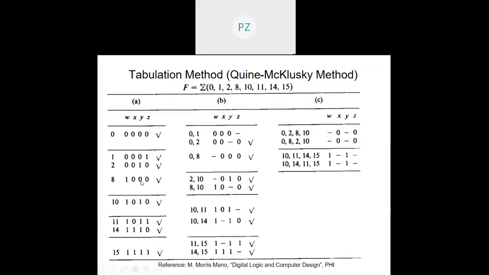Then I'll take 0 8. They can also be combined. So I'll tick 8 as well. 0 had been ticked already, so I'll tick 8 again. There's no need to keep on ticking every time it combines. Only once is good enough.